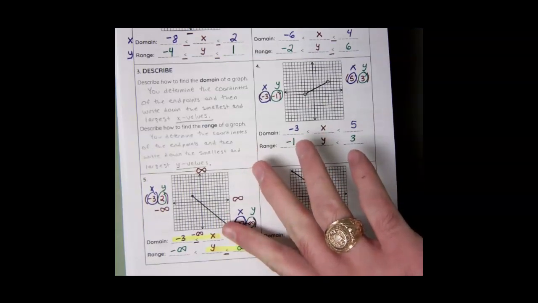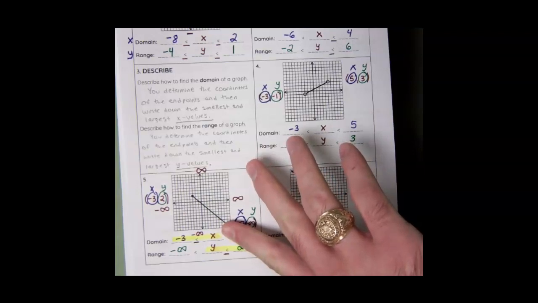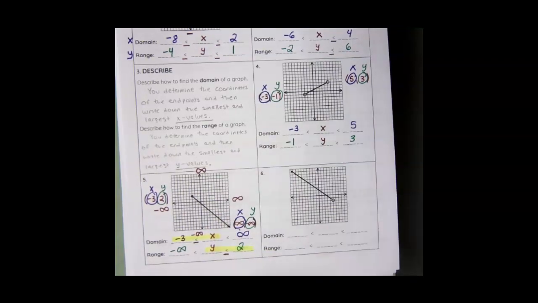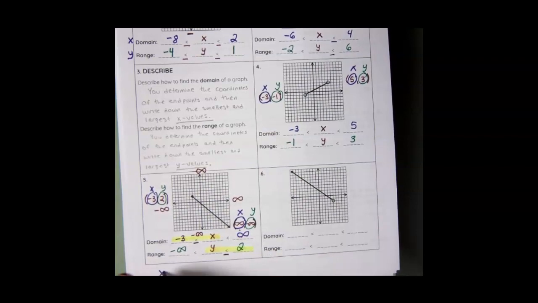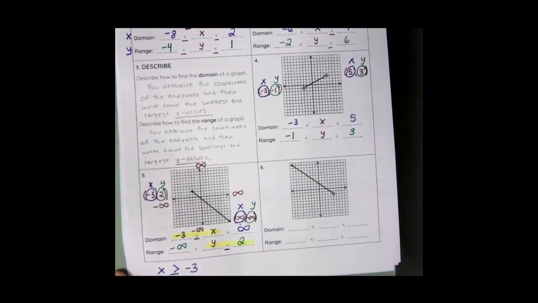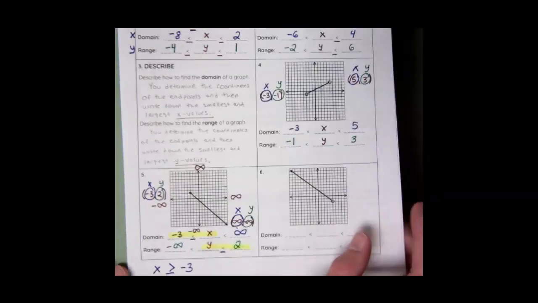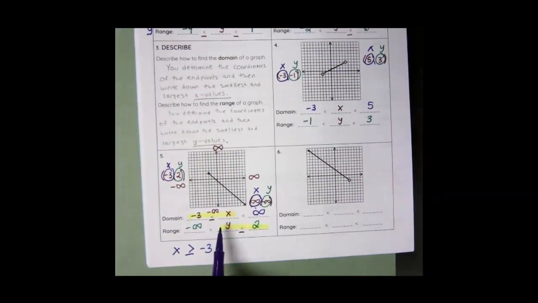Negative 3 is less than or equal to x. Typically, we write our variable first. So we would write x, and then we would flip that over. It is greater than or equal to negative 3. That would be my final answer for my domain. All I did was flip it because it was in a different order. It's still the same thing.